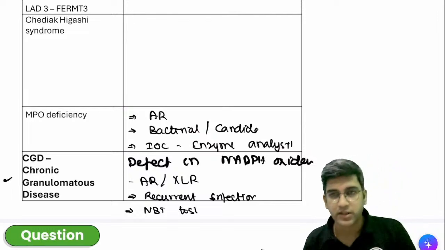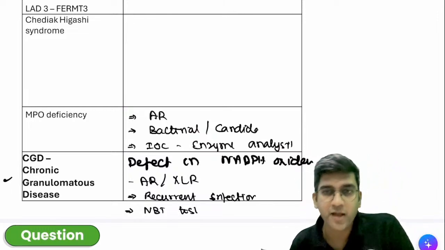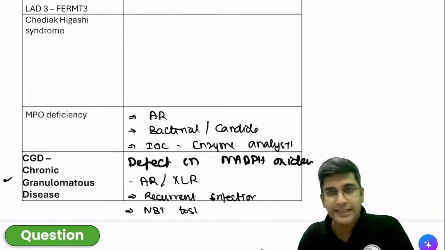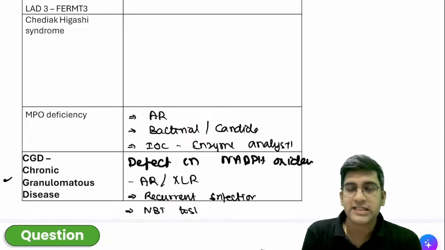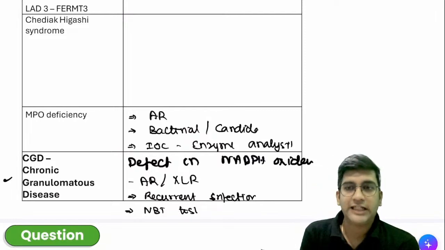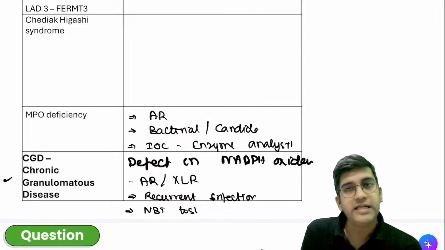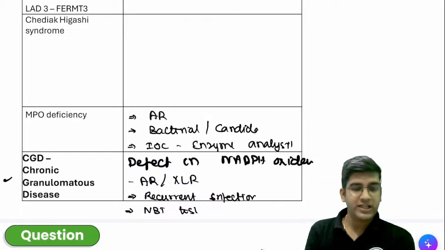Fine, that's how it is. Okay, great, Bharat. Okay, DHR I didn't tell for the only reason that DHR is not available in real life. That's the reason I didn't go with DHR. NBD is a test which has been done for chronic granulomatous disease.